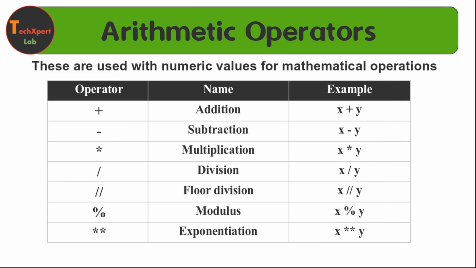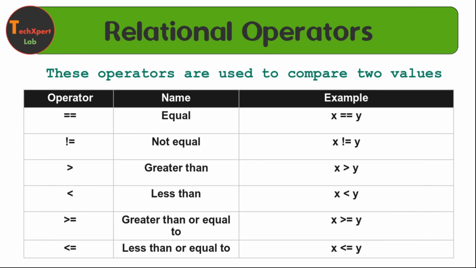Arithmetic operators are used to perform arithmetic operations between two operands. It includes the set of operators like addition, subtraction, multiplication, division, remainder, floor division, and the exponential operator. So we are going to see all these operators one by one with examples. So let's move to the IDLE shell.